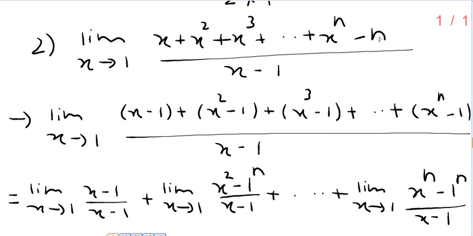Okay. Now I replace this n by what? 1 plus 1 plus 1. How many times? n times. But there is a minus sign before that. So x minus 1 plus x square minus 1 plus x cube minus 1 up to x raised to n minus 1. Denominator as it is.